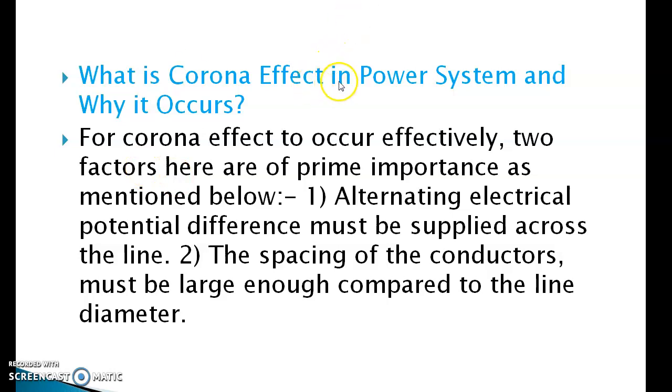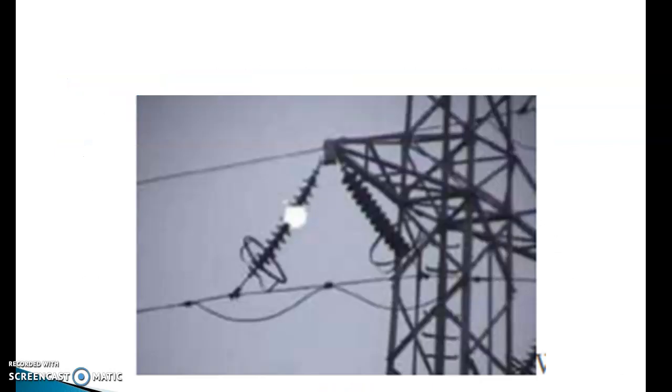What is corona effect in power system and why does it occur? For corona effect to occur effectively, two factors are of prime importance, as mentioned below. First, an alternating electrical potential difference must be supplied across the line. Second, the spacing of the conductors must be large enough compared to the line diameter. So, in transmission lines, how will the corona be produced here?